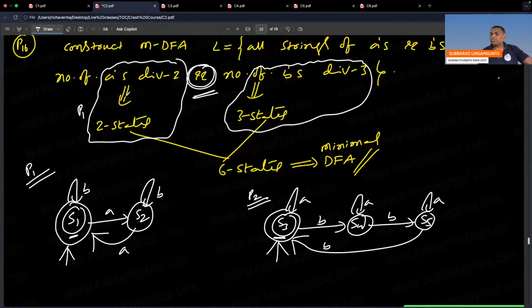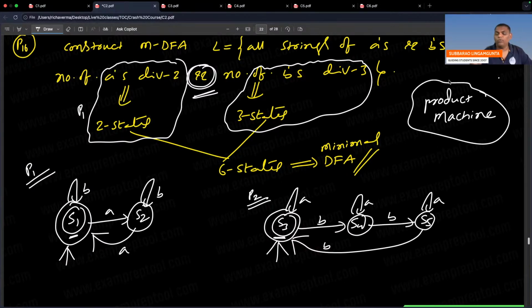So this is called a product machine. If you have individual machines, you can construct a product machine also. Why is it called a product machine? The first one contains 2 states, the second one contains 3 states, 2 into 3, 6 states. Remember, there is no guarantee that 6 is going to be the minimal DFA. DFA is guaranteed, minimal DFA no guarantee. But for this problem it is minimal. Sometimes it may not be. I will say the reason.